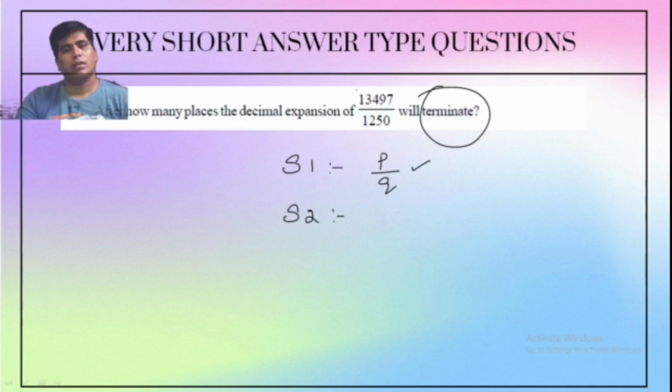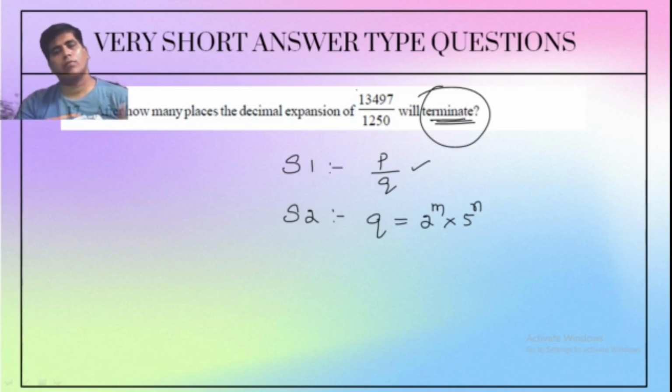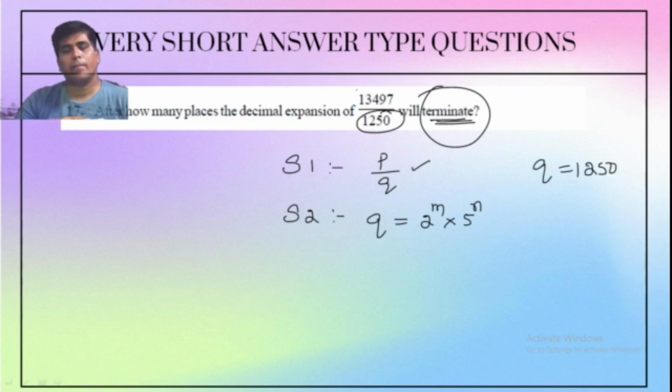Then he has clearly given that it is a terminating decimal. When it is a terminating decimal, definitely the denominator we can write in the form of 2 power m into 5 power n. Only 2's and 5's will be there, a combination of 2's and 5's, not any other number. Let's see the denominator. What is the denominator here? It is 1250. So we are finding the prime factorization of that.